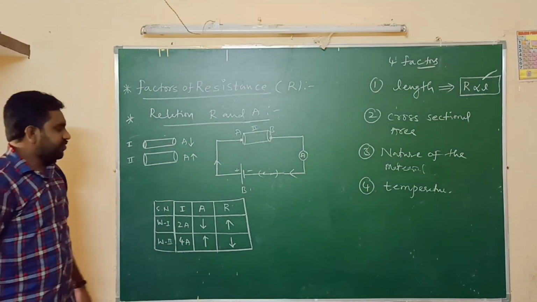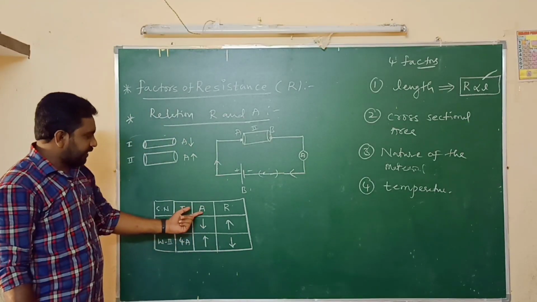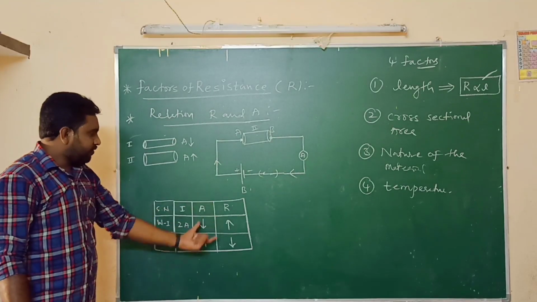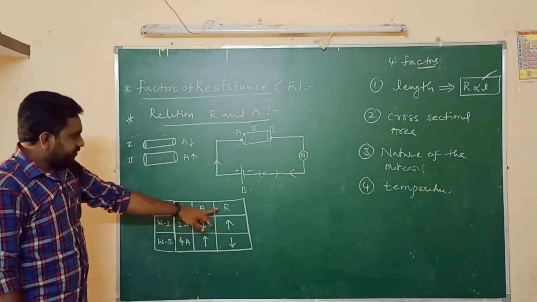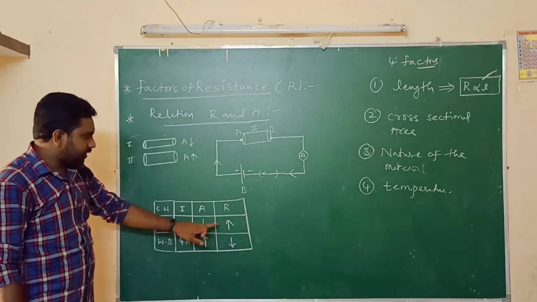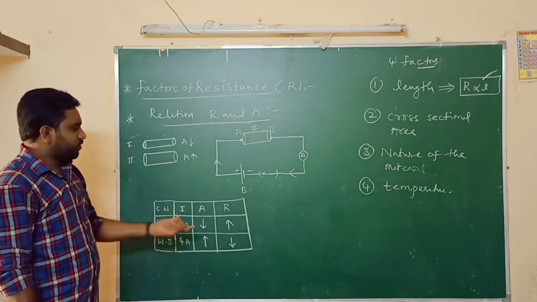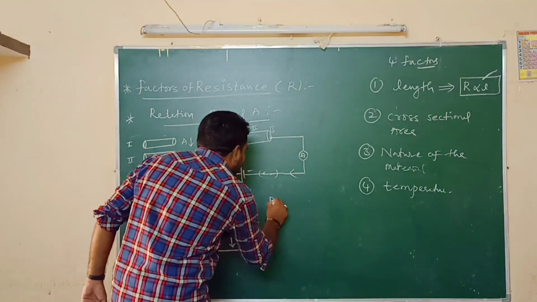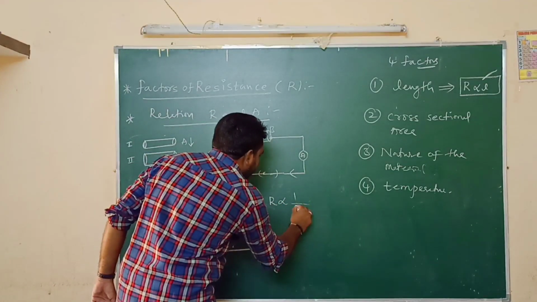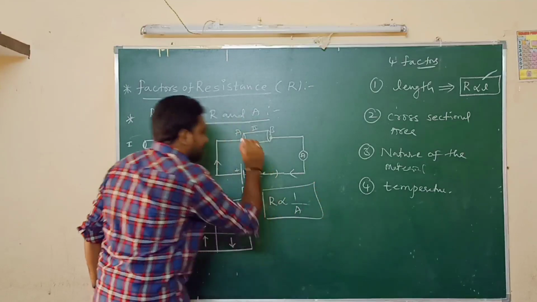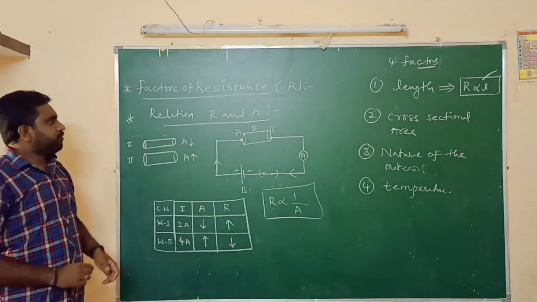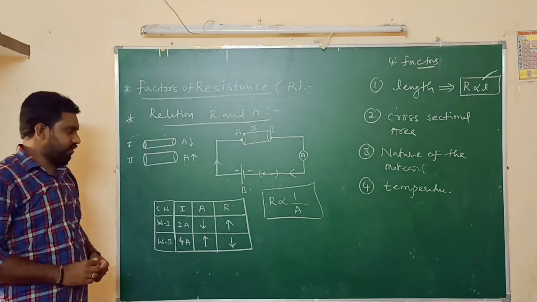So leave everything else, just try to consider the relation between cross sectional area and resistance. From this box it is clear that when the resistance is more, cross sectional area is less. When the resistance is less, cross sectional area is more. So from that we can write that resistance is inversely proportional to the cross sectional area of the conductor. That is the relation between resistance and cross sectional area of the conductor.